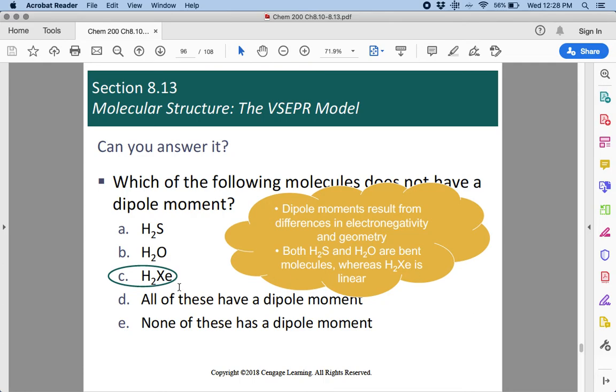In this case, xenon dihydride is our best option. Both the H2S and the H2O are bent if we look at their molecular geometries. So these will not be linear, so our polar bonds will cancel each other out in both of these cases. In this one, it will not.